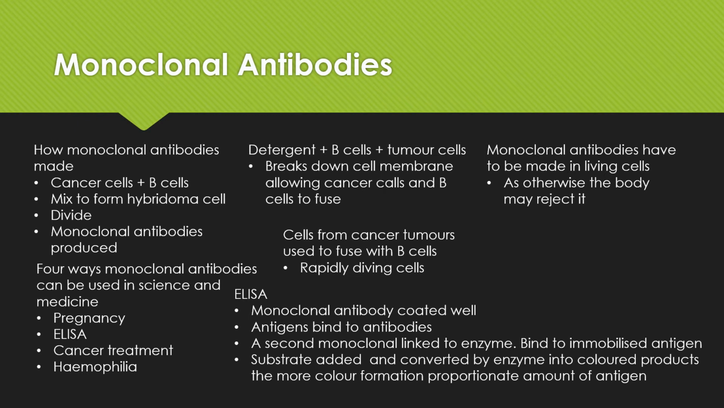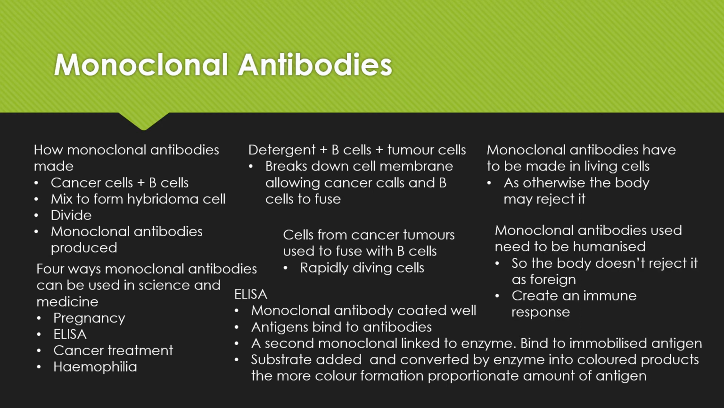Why are cancer cells used to fuse with B cells? Well, they're used because cancer cells are rapidly dividing cells, so you can get a lot of antibodies formed in a short period of time. And monoclonal antibodies need to be humanized so that the body doesn't reject them and it can create an immune response. So hopefully you liked this video, and that's all there is about this topic.